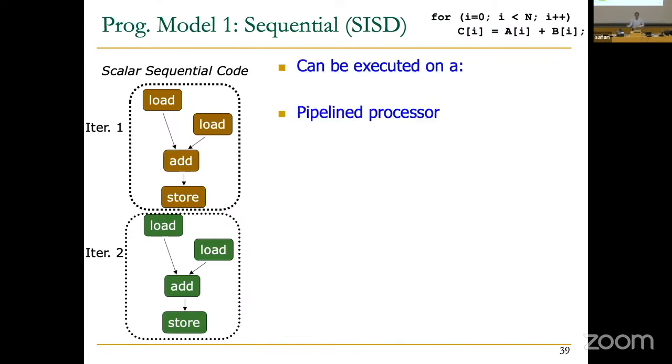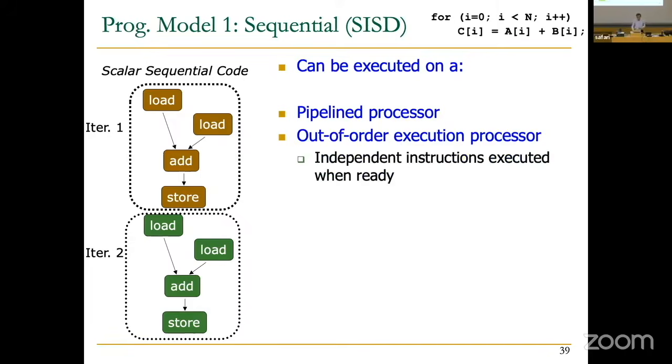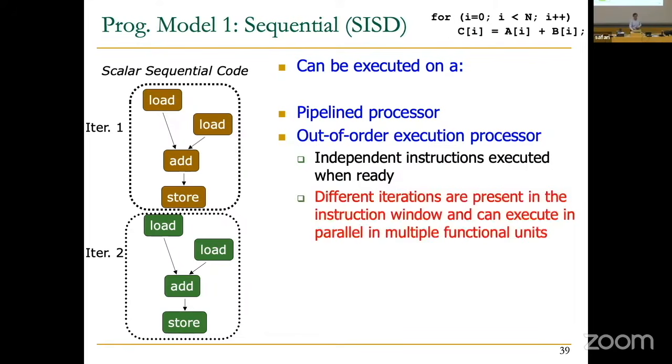This can be executed in a pipeline processor, right? It exploits some instructional parallelism. We've seen that. This can be executed in an out-of-order execution processor. What out-of-order execution processor does is it can find out that these 2 loads are independent, right? It can execute them together. It can also find out that this add is independent of anything else over here, that can execute that. So out-of-order execution, by looking down in the instruction window, it can find all the independent operations, theoretically, basic independent instructions are executed when they're ready.